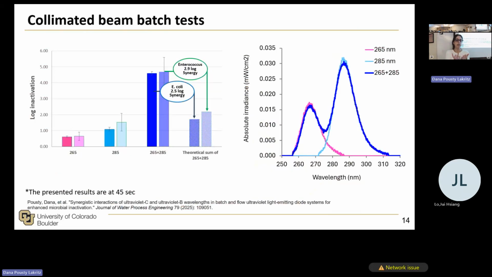So we worked with a glass of water, a petri dish, and we put our microorganisms there. We used Enterococcus faecalis and E. coli, where Enterococcus is kind of an indicator for sewage contamination. We found that when we irradiate with 265 nanometer, which is the UVC, and 285 nanometer, which is the UVB, we get a really high log inactivation in comparison to the theoretical sum. If we just sum the 265 and 285, we achieve more than 2.5 log reduction, which is a lot.